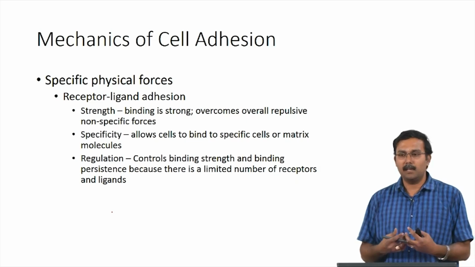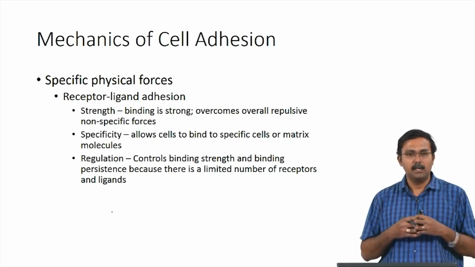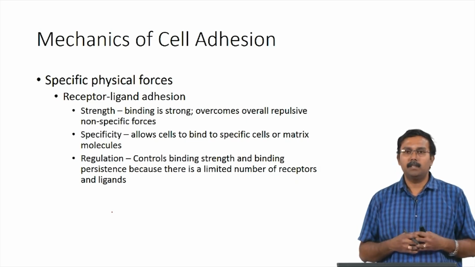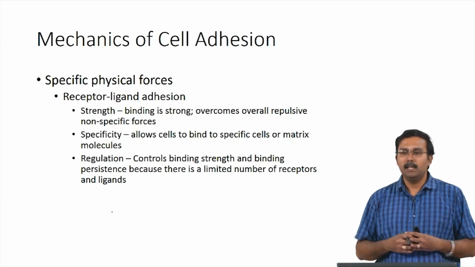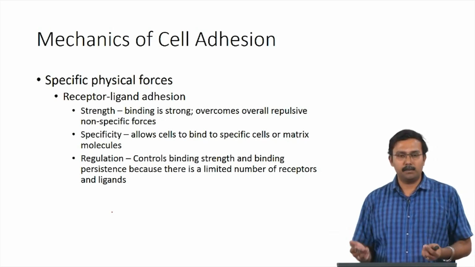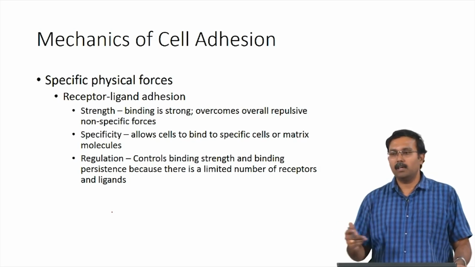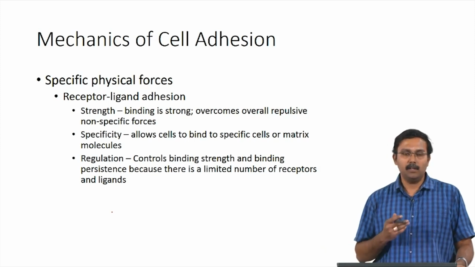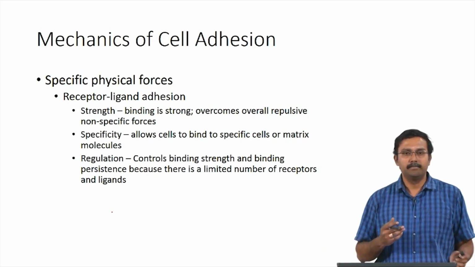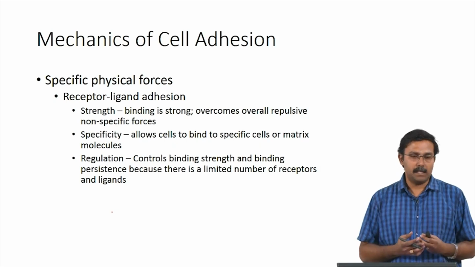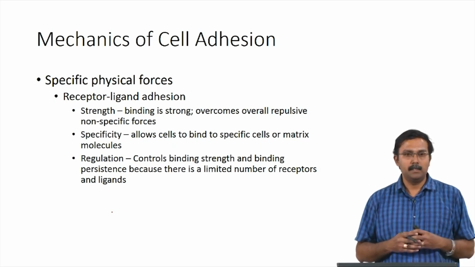Again, this is not a chemical bond being formed, it is still a physical interaction. However, the binding is very strong. It overcomes all the other repulsive non-specific forces when this happens, because it is much stronger than all the other forces put together. So, the specificity also provides ways to bind specific cells to the matrix.